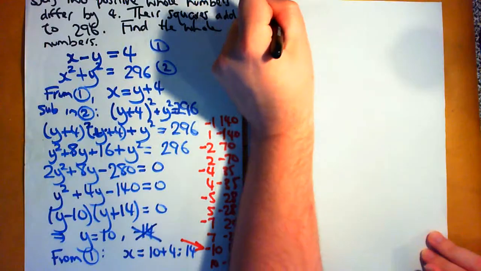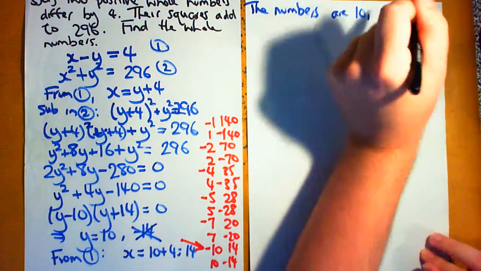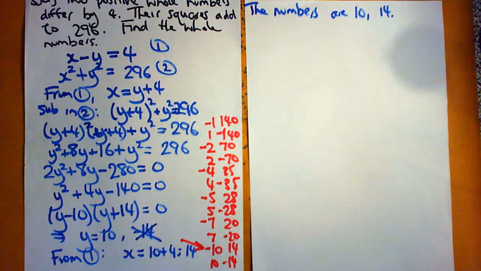So the numbers are 10 and 14. So let's check that to make sure that they do indeed fit the bill. Well, they do differ by 4, because the bigger one minus the smaller one does indeed give us 4. 14 minus 10 is 4. Now their squares, what are their squares? 10 squared is 100, 14 squared is 196, 100 plus 196 is indeed 296. So yep, perfect.